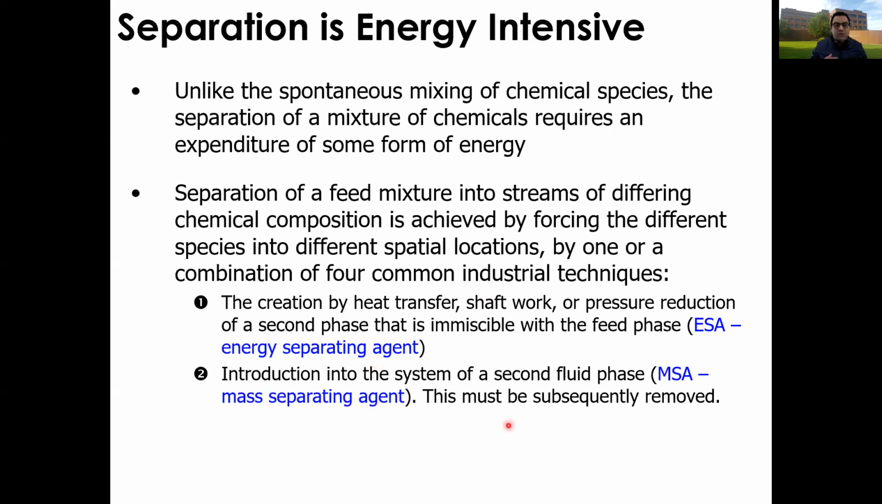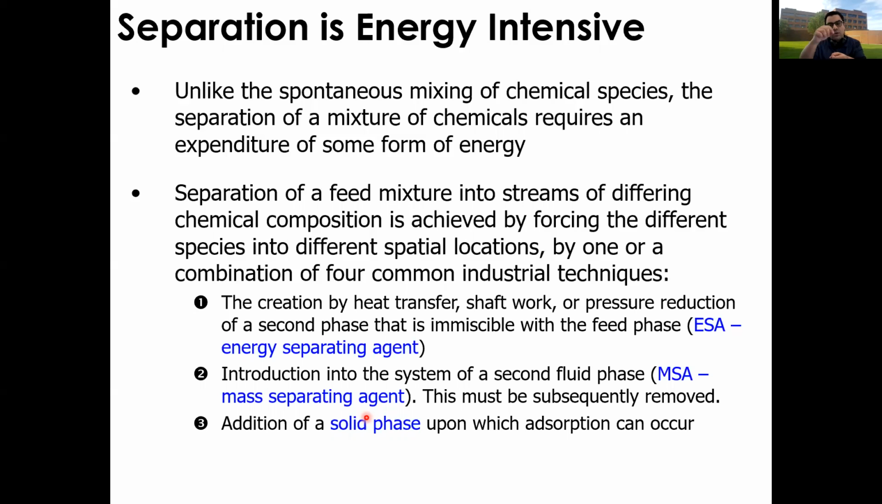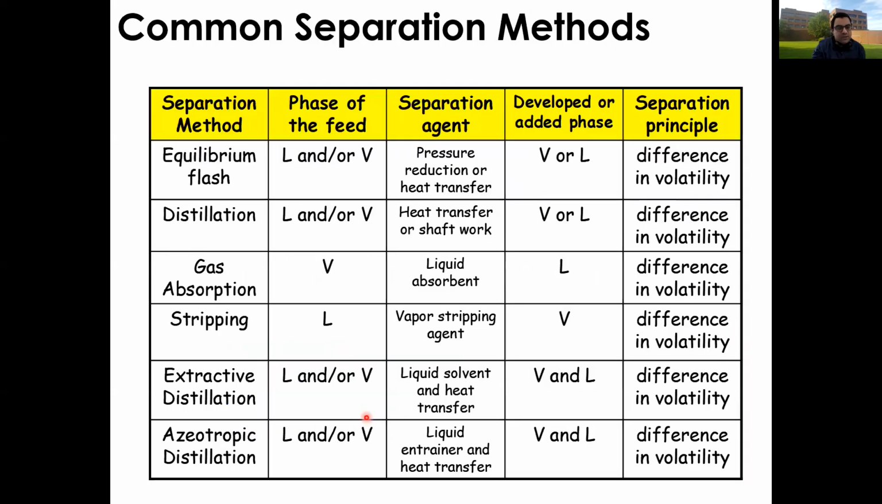Second thing is introducing a solvent. So for example, in absorption, I have a solvent, usually called a mass separating agent. You could have a solid phase, you could have adsorption, similar to the water filters. If you ever bought these water filters and you have this black carbon coming out, so this black carbon just absorbs one of the components or the impurities, and adsorption, basically the molecule sticks to the surface of the solid. And finally, you could have a membrane to achieve this for you. And these are the common separation methods.